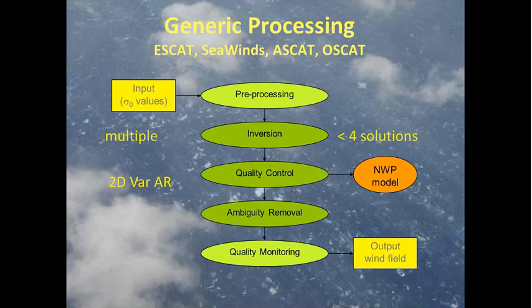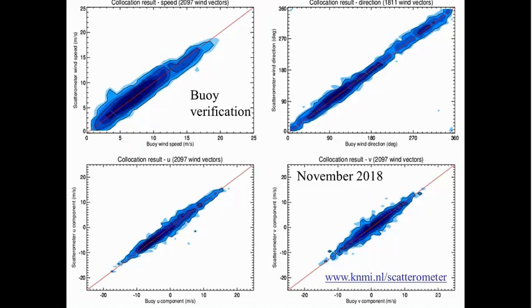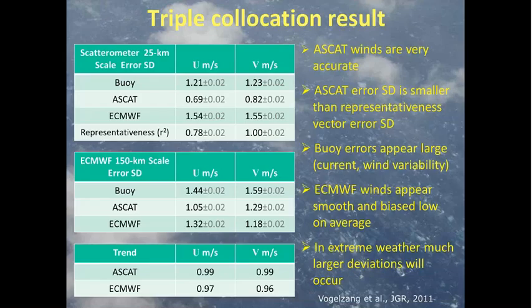Then we have buoy verification. We do this every month, and you can find these statistics on the website, and you see that in general the spectrometer winds and the buoy winds look very much like each other. Then we verify the quality of the buoy winds and the spectrometer winds and the ECMWF winds, we compare them with each other in a process called triple collocation. And then you see that if you look at the top here, the ASCAT winds have errors in the wind components of typically 0.7 or 0.8 meter per second.